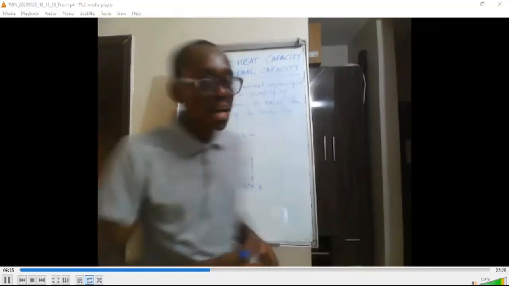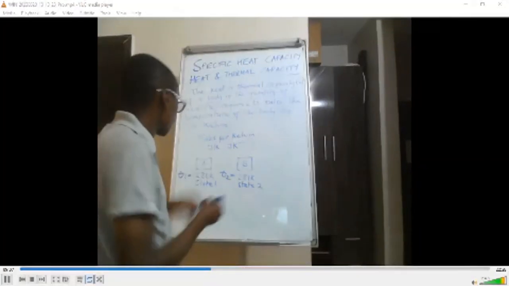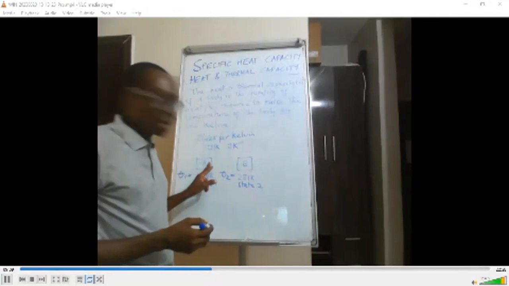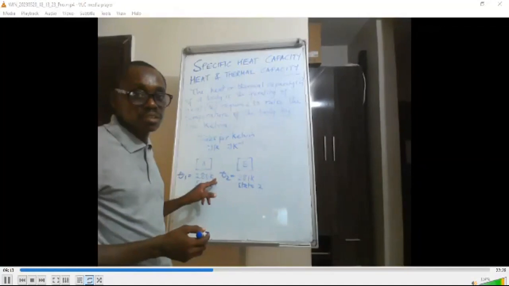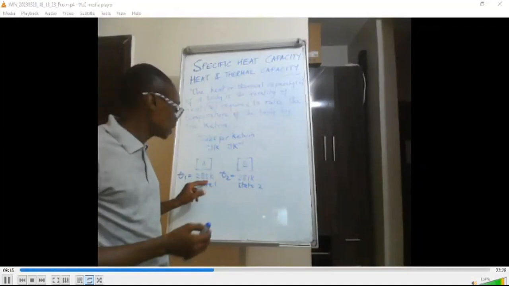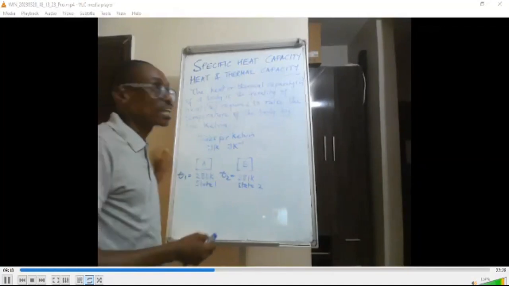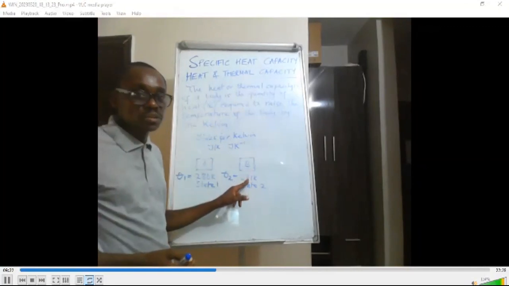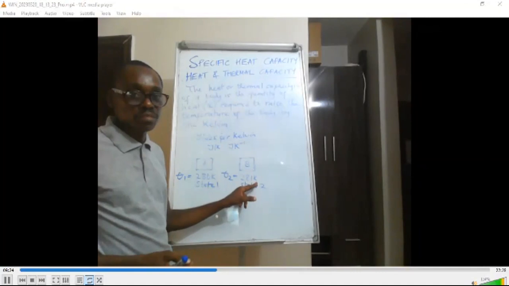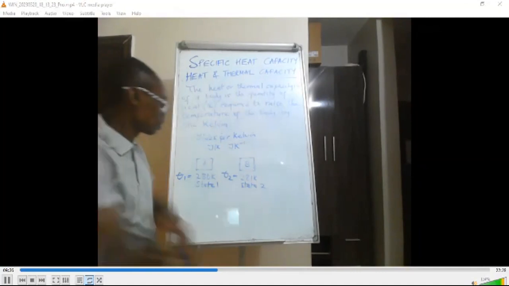So let's assume now that I have a body A at 280 Kelvin. Body A is at 280 Kelvin. And I have a body B at 281 Kelvin. Okay?